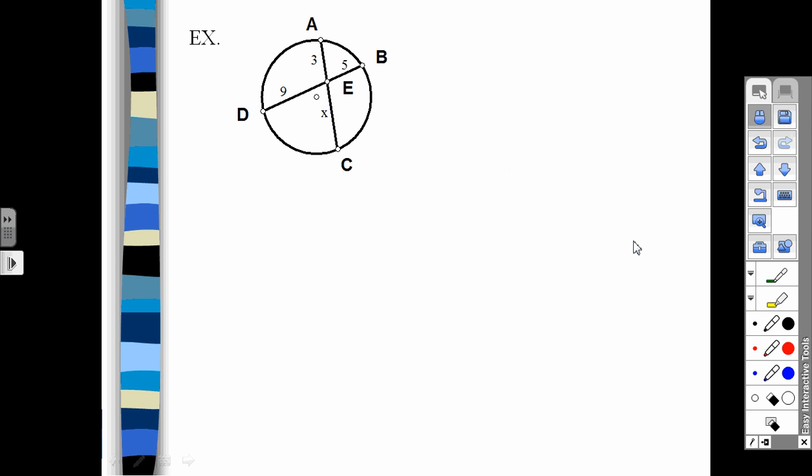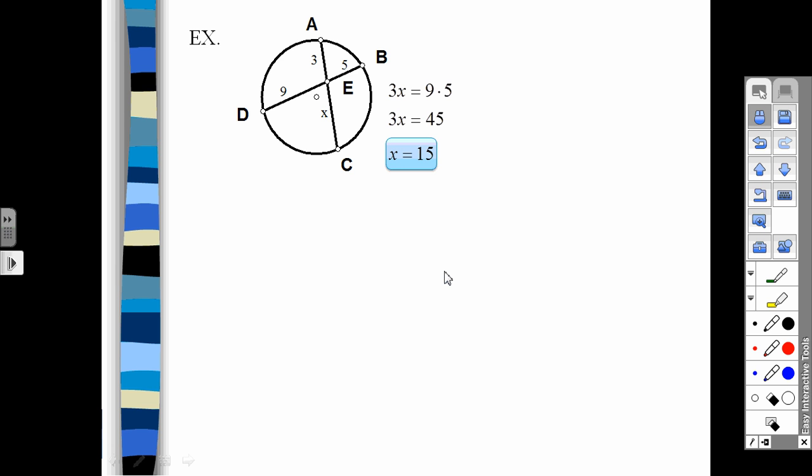Okay, so the first example we have is for the chord-chord power theorem, and it looks like they're asking us to find EC. And they've given us EB is 5, ED is 9, and AE is 3. So using your chord-chord power theorem, we're going to take this segment and multiply it by 3, and that will equal to that segment 5 multiplied to this segment of 9. So there's our equation, 3x equals 9 times 5, and when you go to solve it, you get x equals 15.